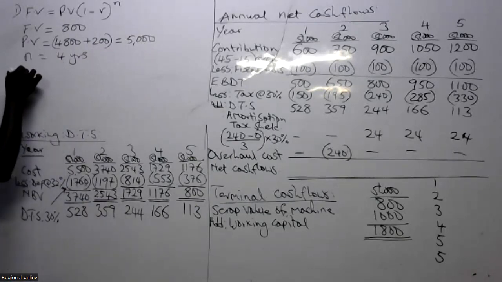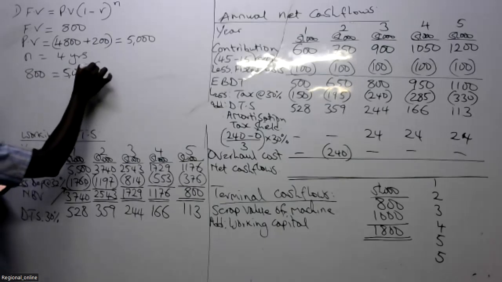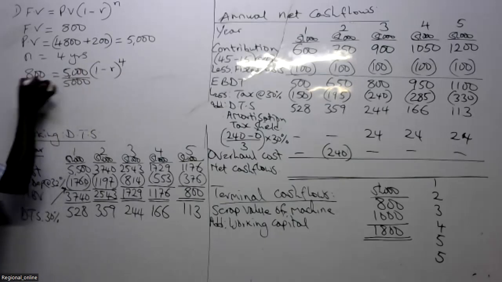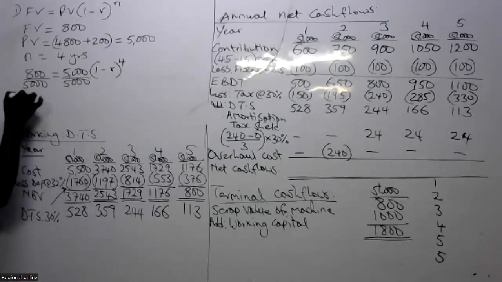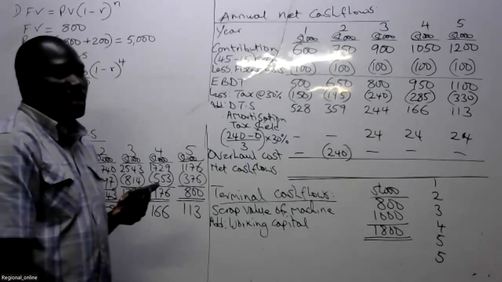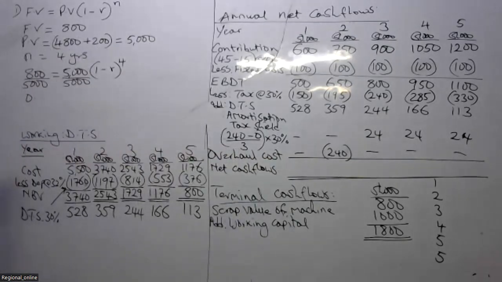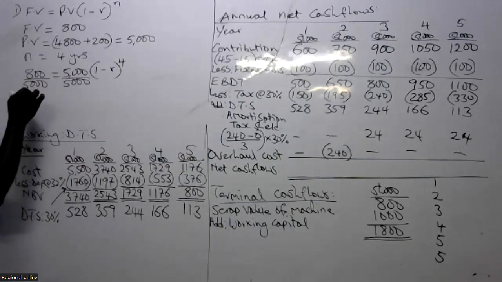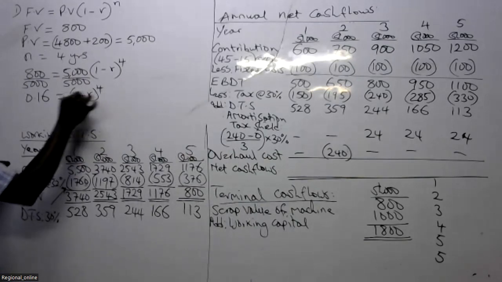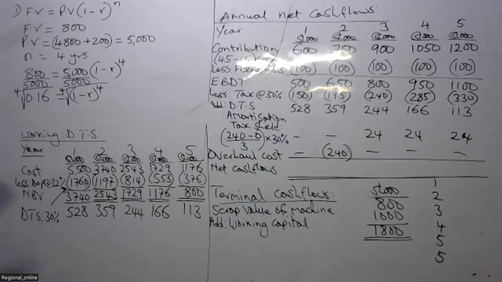So 800 equals 5,000 into 1 minus R raised to power 4. Can we divide by 5,000? Divide by 5,000, this is 0.16. So 0.16 equals 1 minus R raised to power 4. Can we get the fourth root of 0.16?